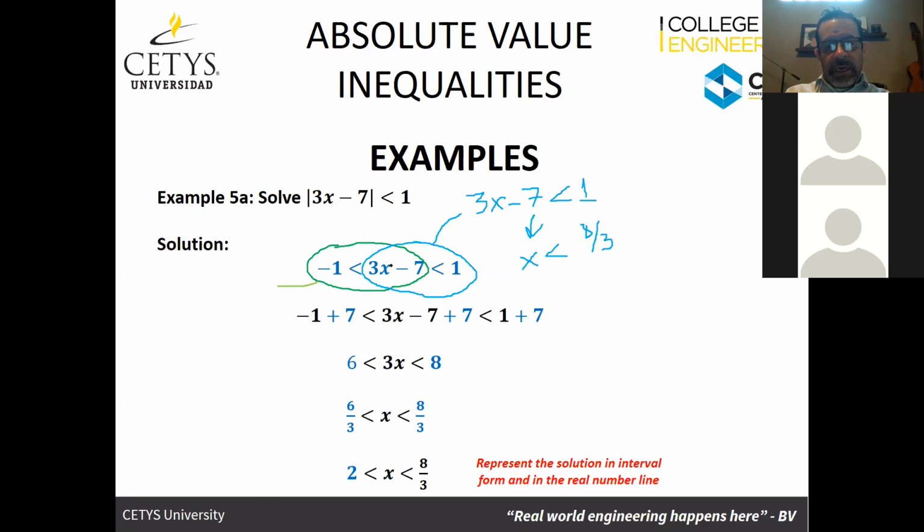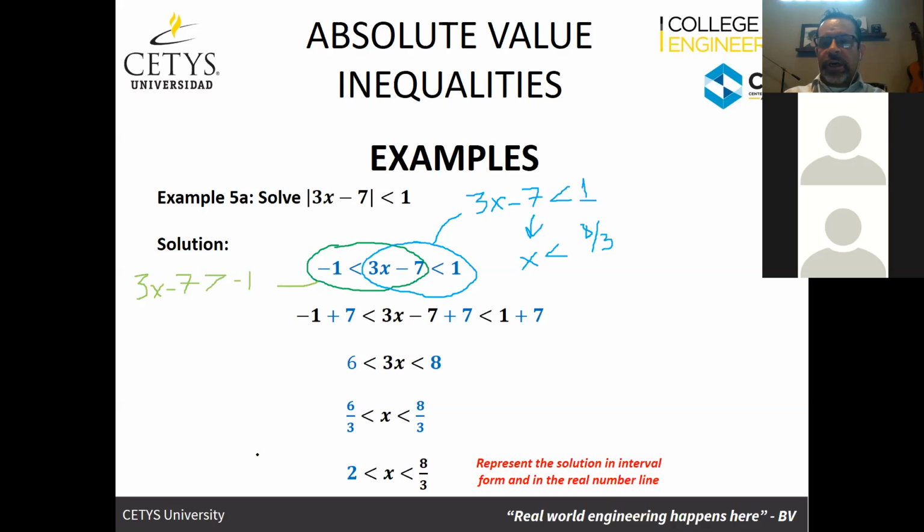So the other inequality that we're representing here is 3x minus 7 is larger than minus 1.